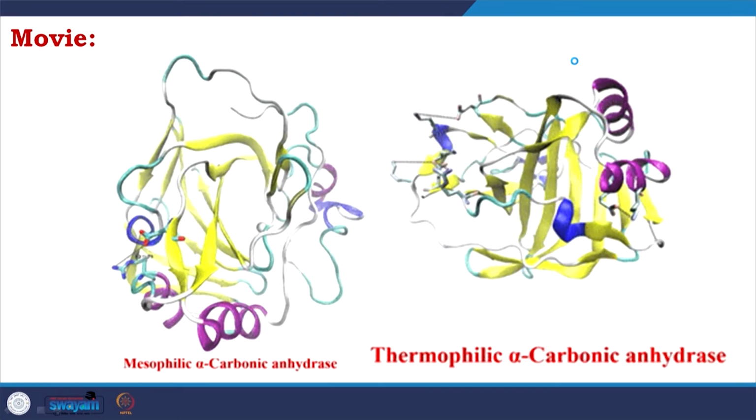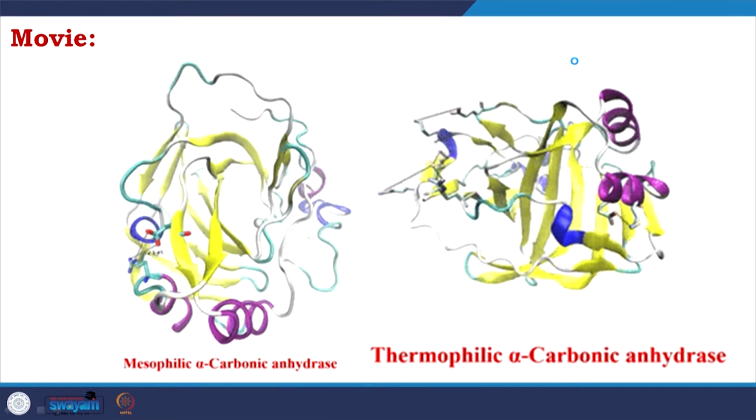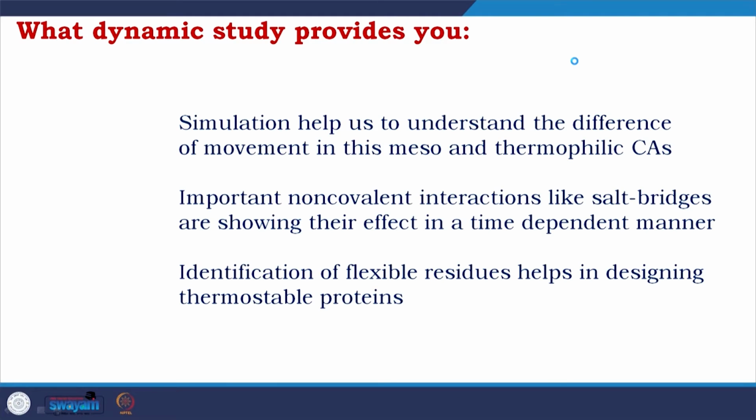If you take a careful look at the movies, you will see that in the case of the mesophilic protein, this is taken at 350 Kelvin, you will get a more pronounced effect at 400 and 500, but here also you could clearly see that the mesophilic protein expanded, whereas the thermophilic protein is maintaining its structure. That clearly shows the difference of structural integrity between the thermophilic and mesophilic protein. So, simulation helps us to understand the difference of movement in these mesophilic and thermophilic carbonic anhydrases.